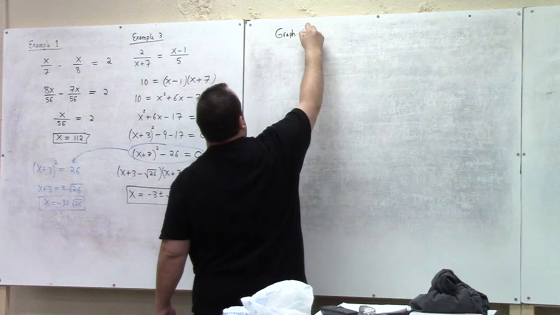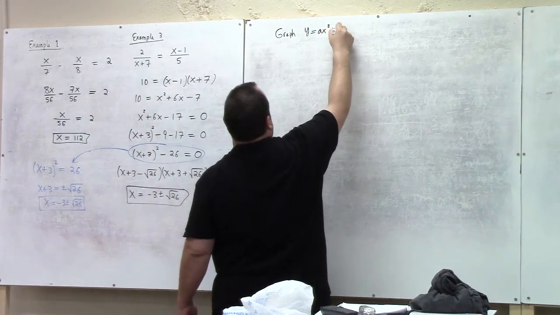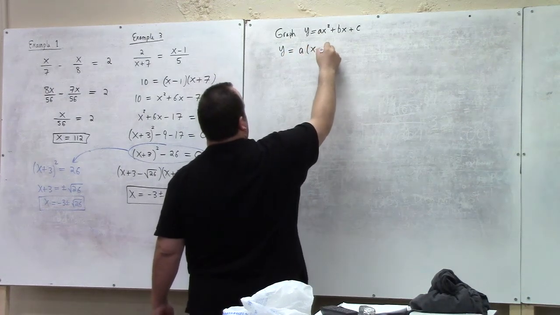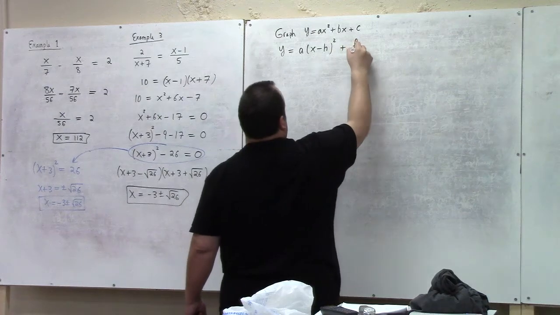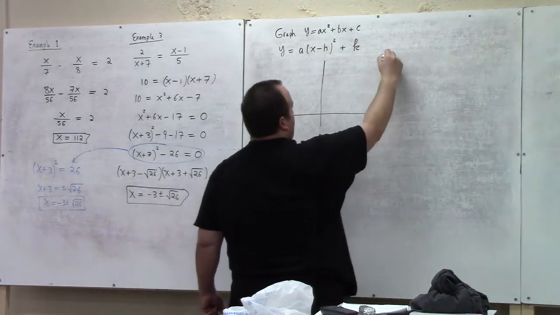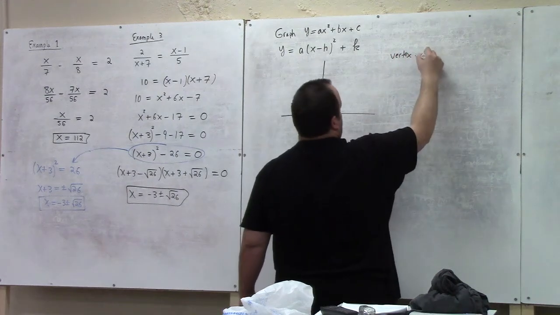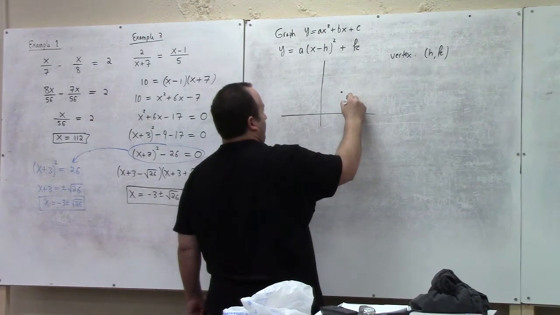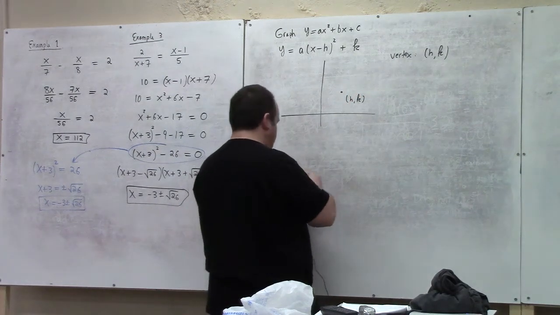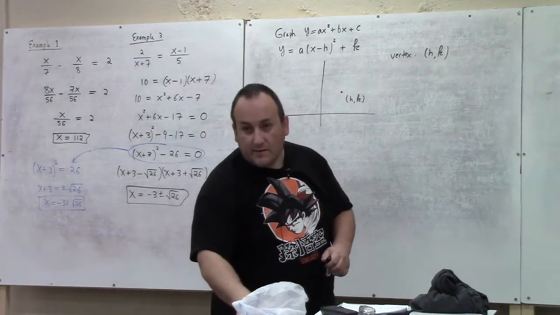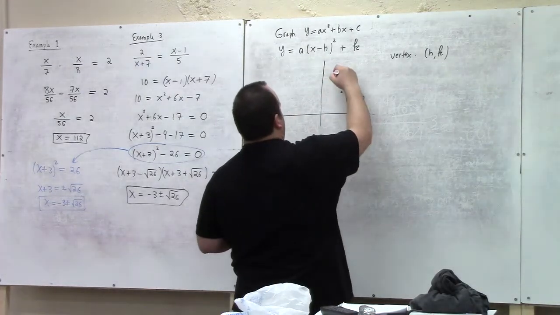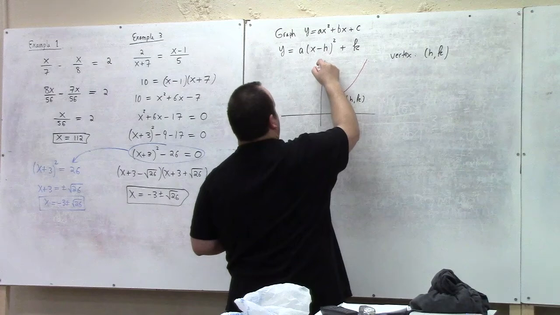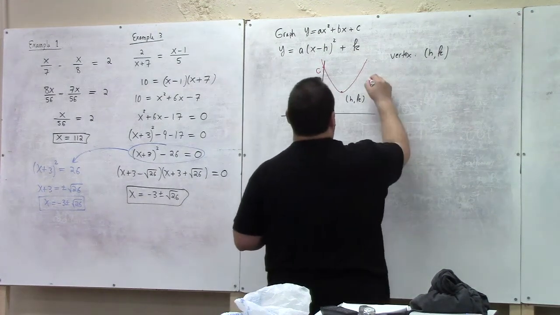If you want to graph y equals ax squared plus bx plus c, if you can look at it as y equals a times (x minus h) squared plus k, then what that means is that the vertex is at the point (h, k). Basically it either opens up or down from there. And this value happens to be c. C is the y-intercept, right? And I'm assuming that a is positive.